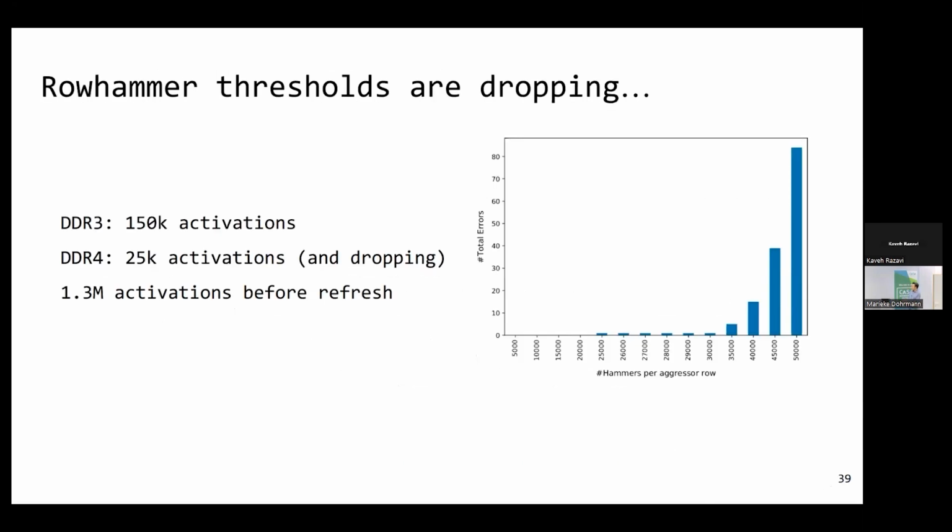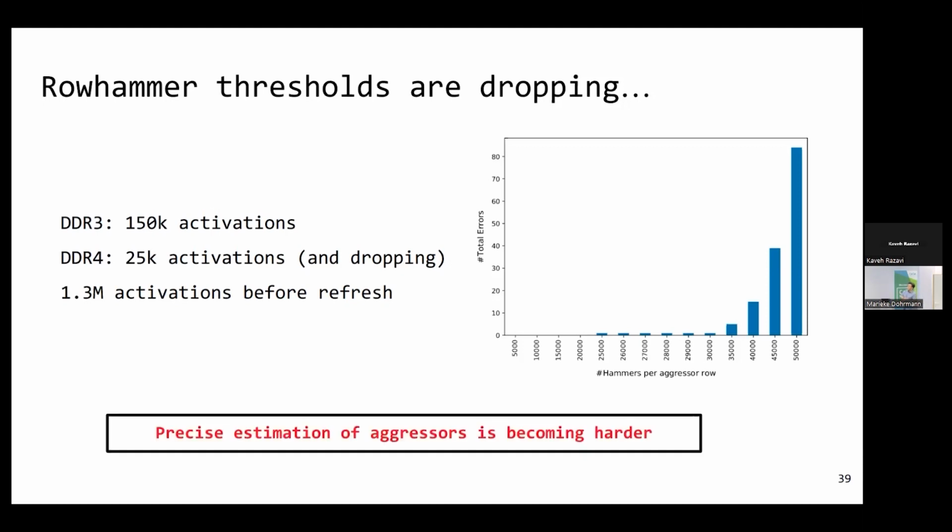And the other problem is that this Rowhammer threshold, as I mentioned, is dropping, right? For DDR3, it's 150K, and they're going down to 225K, and it is still dropping, right? And then you have so many millions of activations to hide your accesses to these different aggressors, right? Because you need very few accesses, you have more possibilities to hide your aggressors from the mitigation, which would mean that the precise estimation of which ones are aggressors is becoming harder with newer devices.